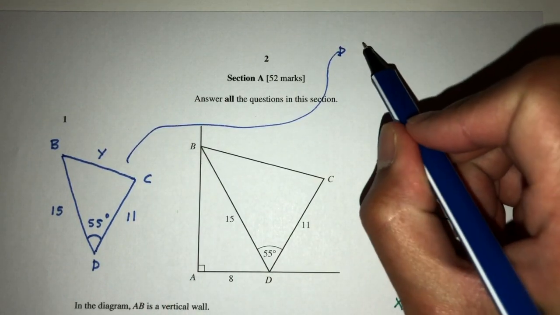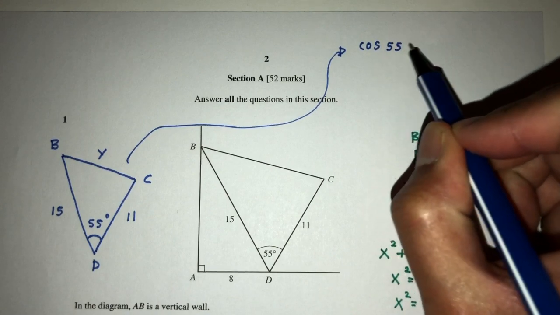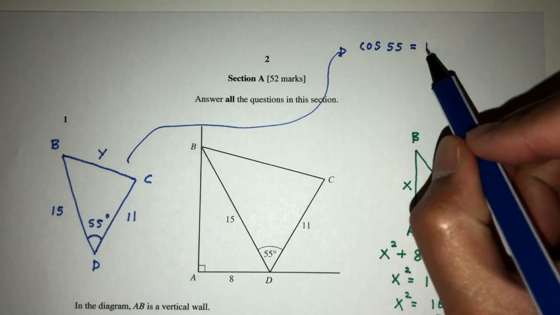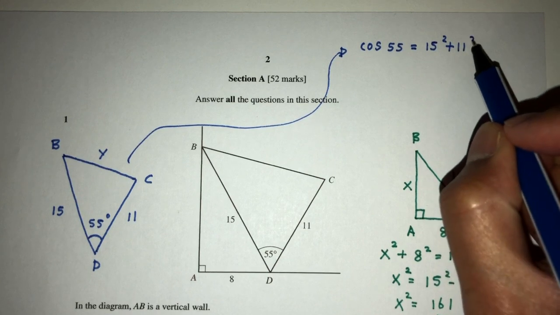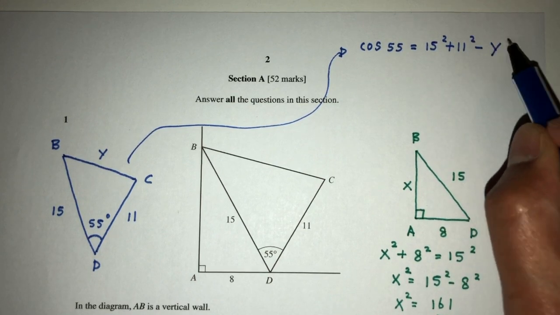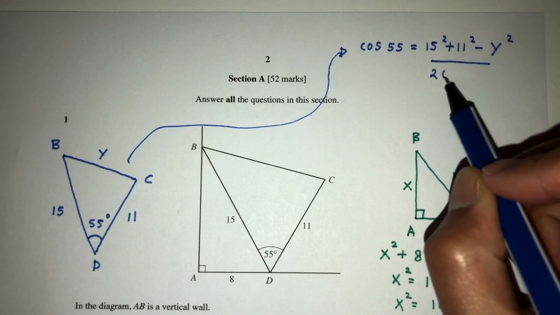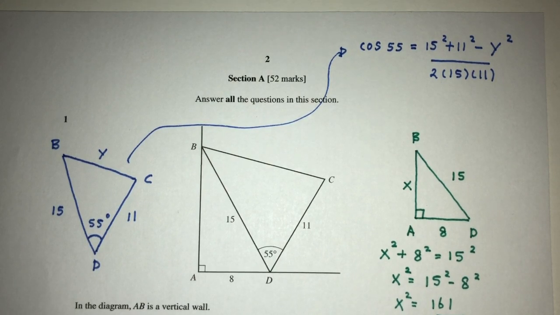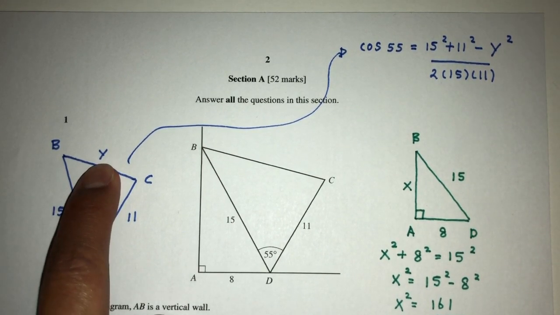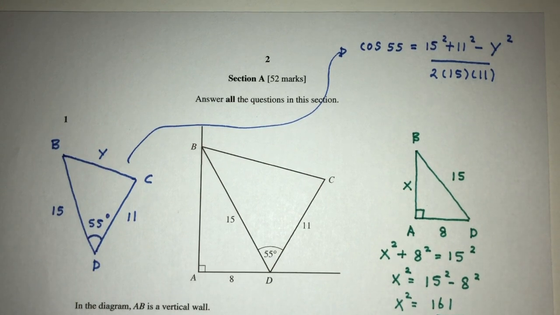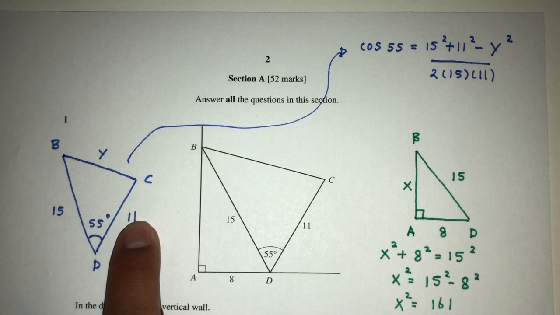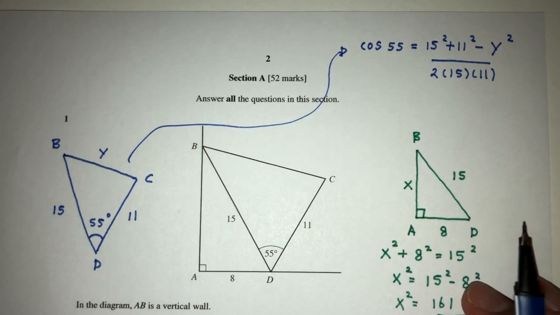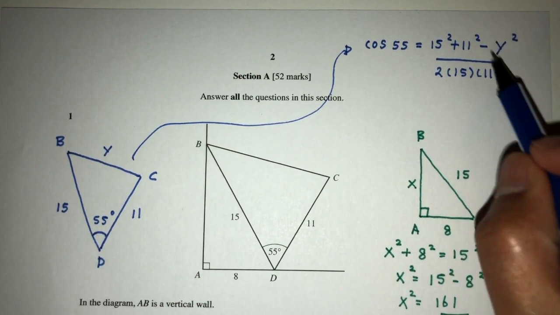So cosine of the angle 55 is equal to the sum of the squares of both sides, so 15 squared plus 11 squared minus the one we are trying to find, which is y squared, over 2 times the two sides, as follows. So this is the formula we have to use for the cosine rule to find this value of y. Again, why can we use the cosine rule here? Because we know the two sides, we know the angle in between, and we're trying to find the third side. So because of that, we can use the cosine rule.